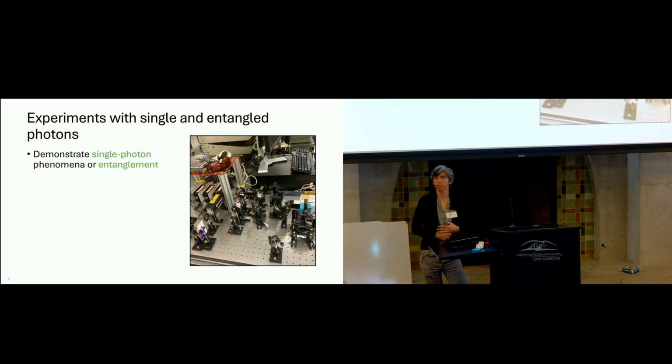So you can talk about single photon interference. You can do violations of Bell's inequality, which I don't think people have discussed yet so far, but this is a way to demonstrate that you do have entanglement and not some kind of classical correlation. So these are the types of things you can do with these optics experiments.